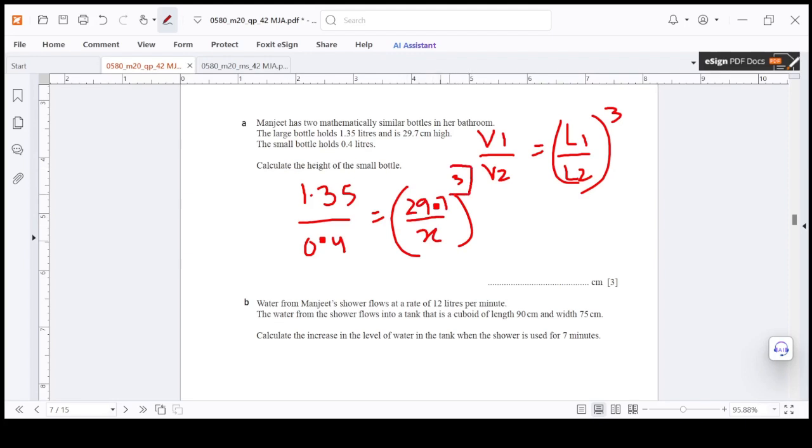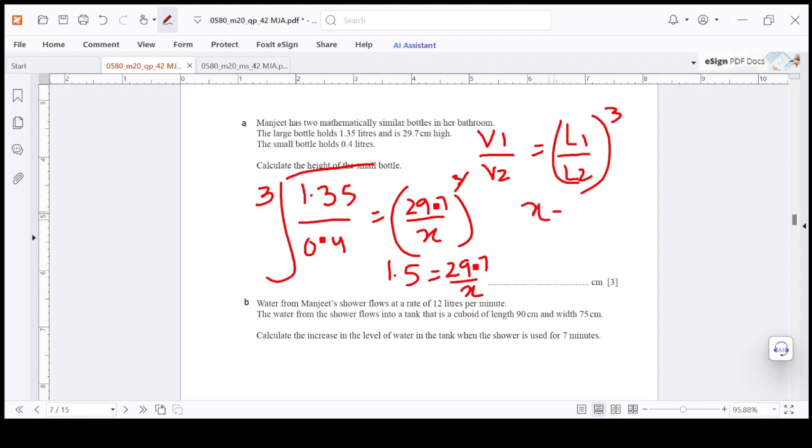First things first, I would like to get rid of this cube, so I'm going to take a cube root here. Now I'm going to find the value on the left hand side, cube root of fraction 1.35 upon 0.4. I got 1.5. So 1.5 is equal to 29.7 upon x. Now I'm going to swap the places of 1.5 and x, which should give me the answer divided by 1.5. It's coming out to be 1.